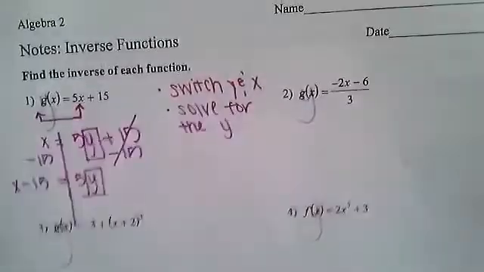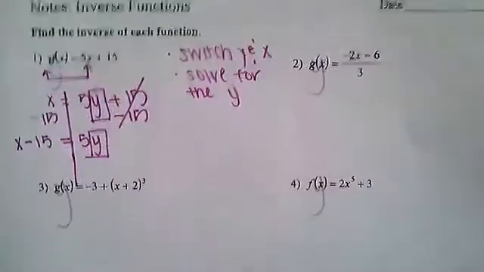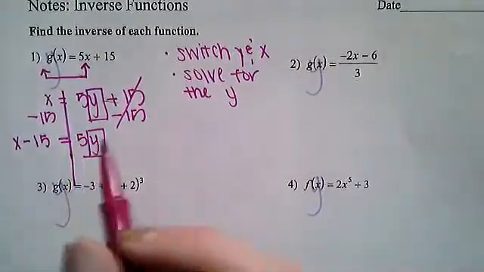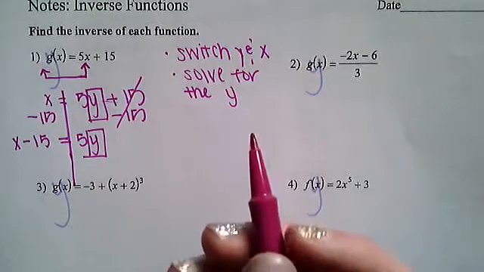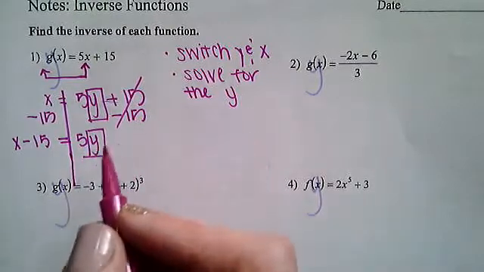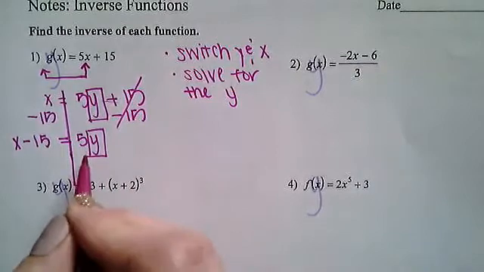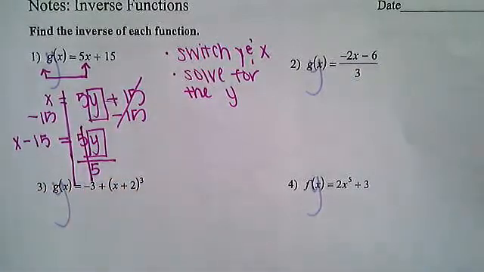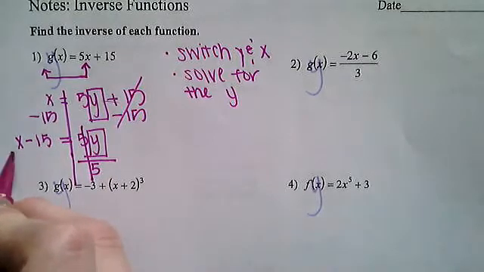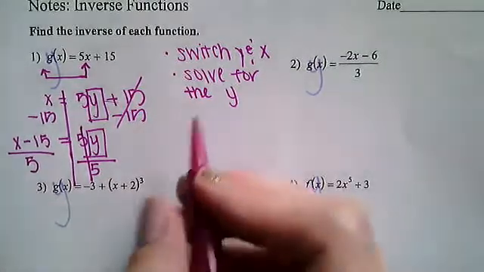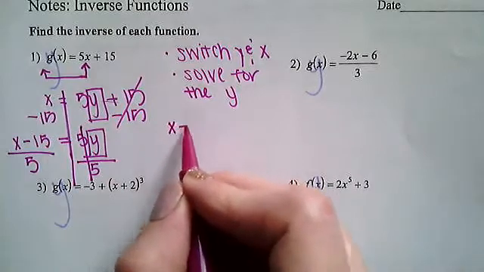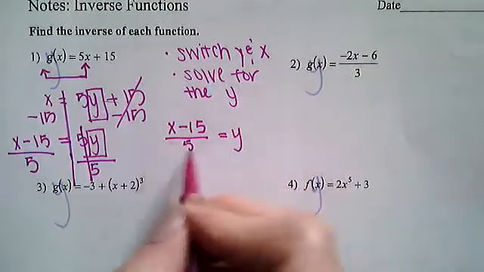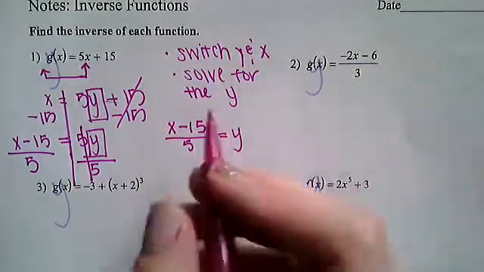And I like to put a little box around my y just so that way I know I'm trying to get y by itself. So you'll see that this 5 is touching the y, and that indicates that it's multiplication. So we're going to think of what's the opposite of multiplication, which is division, to get y by itself. And then we'll divide both of these by 5. So you can go ahead and leave your answer over 5 on this side. So this would be fine.